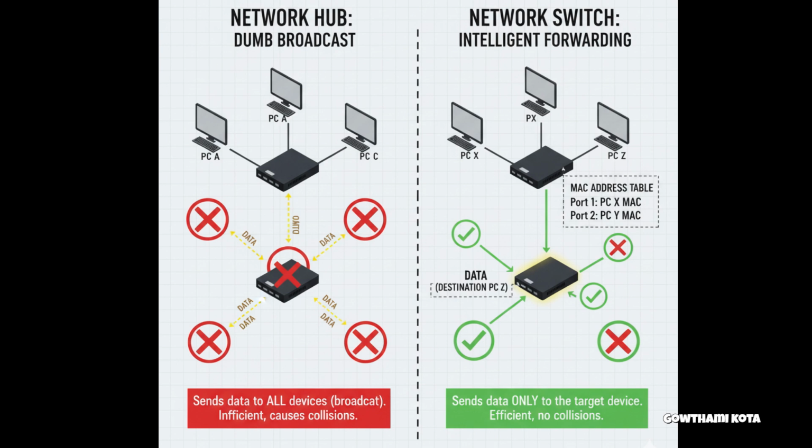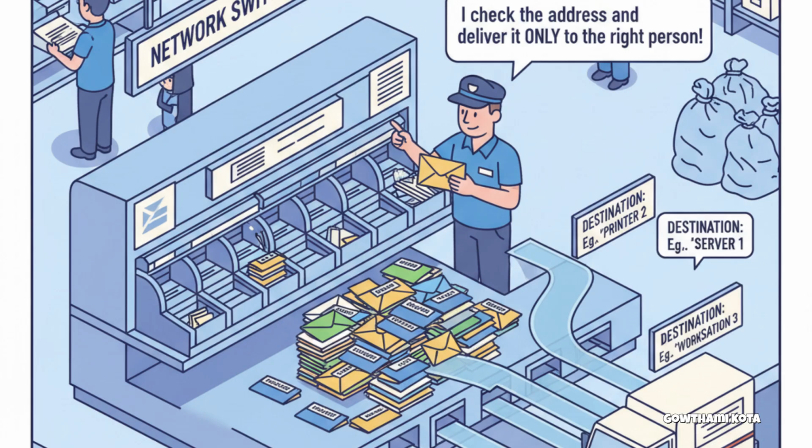Even though both hub and switch are similar in working, a hub sends data to all devices on a network which can cause collisions. While a switch is smarter, it sends data only to the intended device, making the network faster and more efficient. A switch works like a post office clerk. Instead of sending every letter to everyone, it checks the address and delivers it only to the right person.